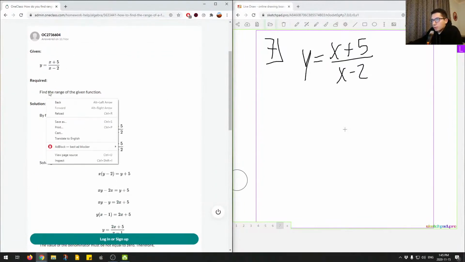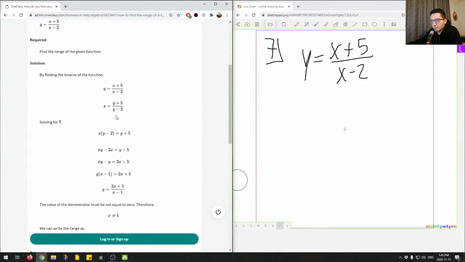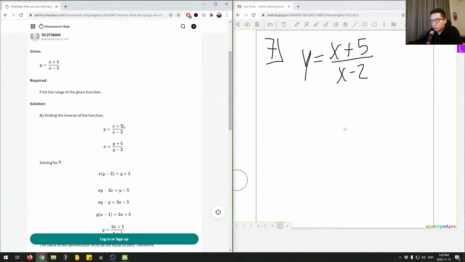What is required is, as we said before, you flip the x's and y's. Wherever there's an x, you put a y, and wherever there's a y, you put an x. After you've done this step, you solve for y. This is what they've done, and they end up with the solution. So let's go through this. We'll switch this up, so we'll have x on the left, and then (y plus 5) divided by (y minus 2). We'll multiply both sides by y minus 2.